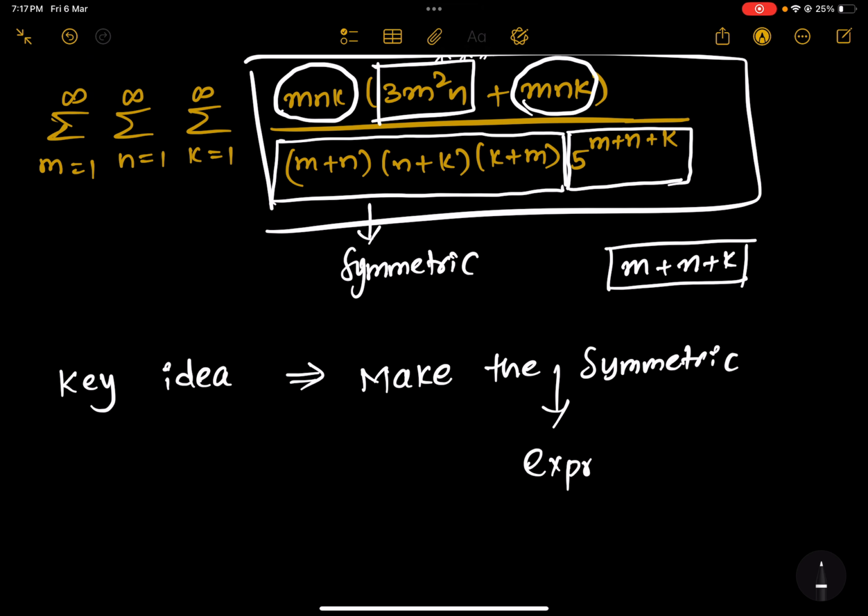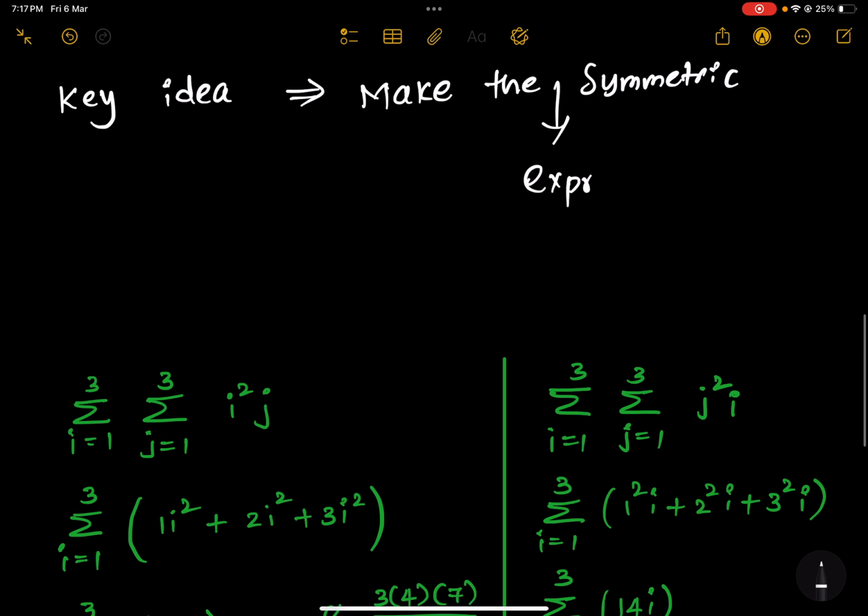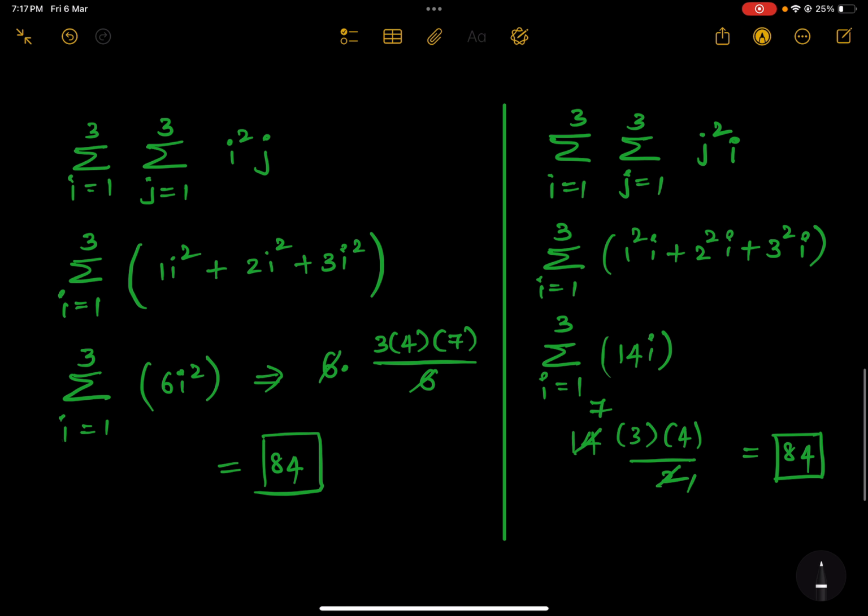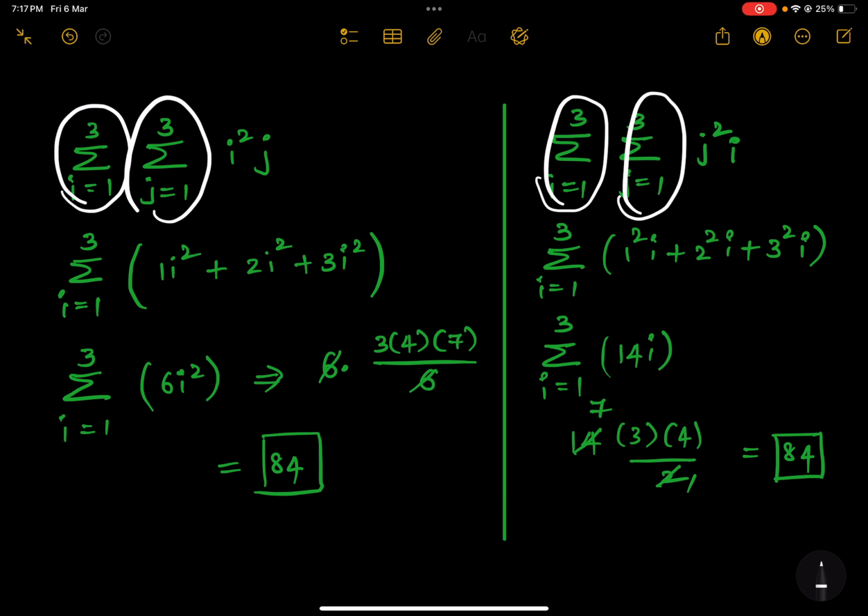All right. Now, before doing that, let me explain one more concept. Let us consider this double summation. This is just for the sake of understanding. So you have 2 double summations. i runs from 1 to 3, j runs from 1 to 3. And even here you have 2 double summations. i runs from 1 to 3, j runs from 1 to 3. Here you are calculating i square j.